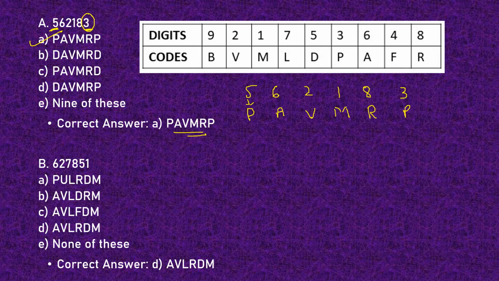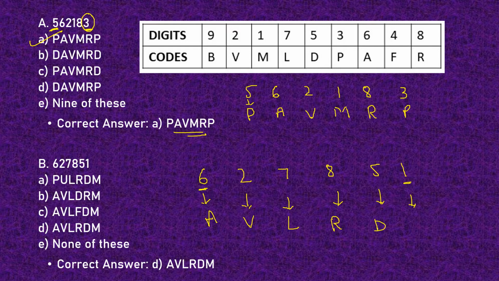Now, for the same question, the second part, again we have a number here, and the number is 6, 2, 7, 8, 5 and 1. So we have an even number at the first place and an odd number at the last place. That means we are not following any condition for this particular part. So what does 6 code for? It means A. 2 stands for V. 7 stands for L. 8 stands for R. 5 stands for D and 1 stands for M.